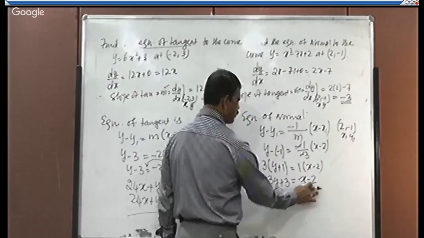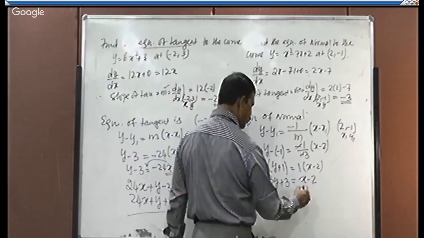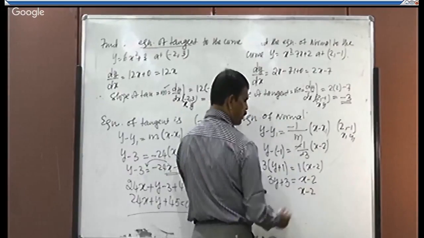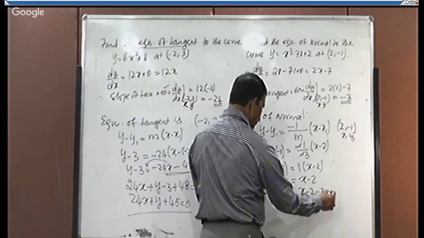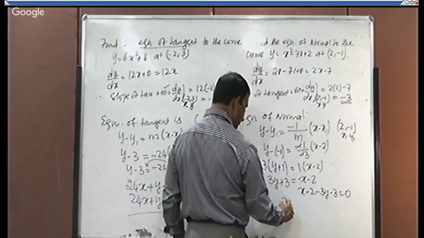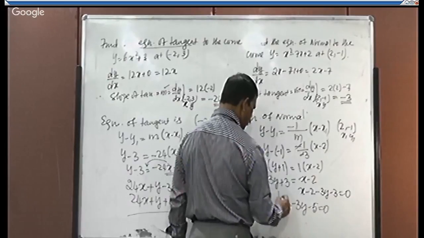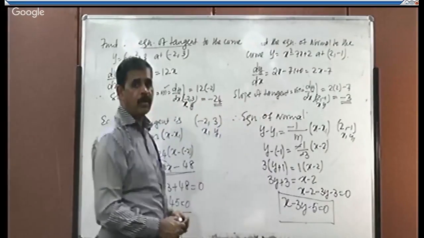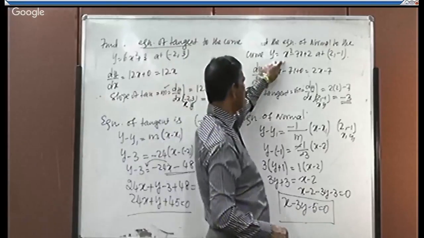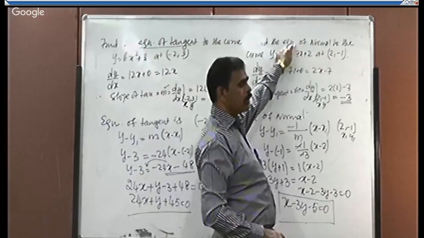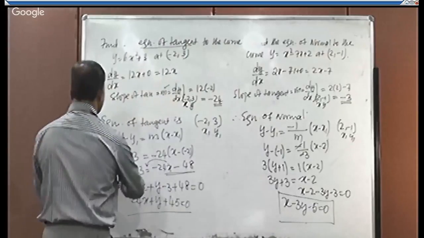Now, x is positive at the right side, then take all y terms and constant to the right side only. X minus 2, I am writing the right hand side term first, then take the left hand side term. Minus 3y minus 3 is equal to 0, or x minus 3y minus 5 is equal to 0. It is the equation of normal. Got it? For any given curve, at a given point, you can get equation of tangent or equation of normal. You have to follow the same procedure. Okay.